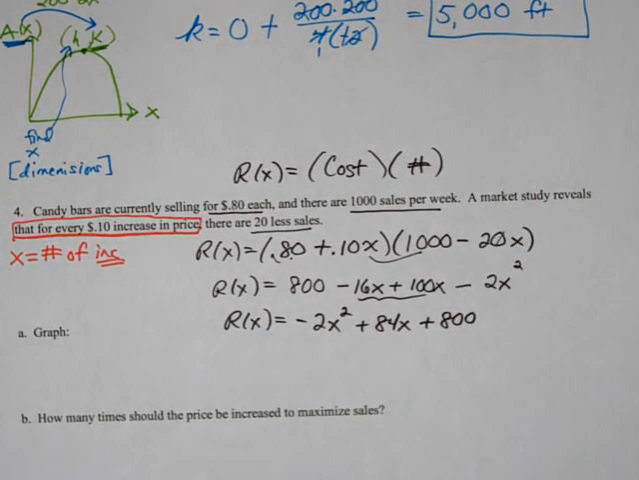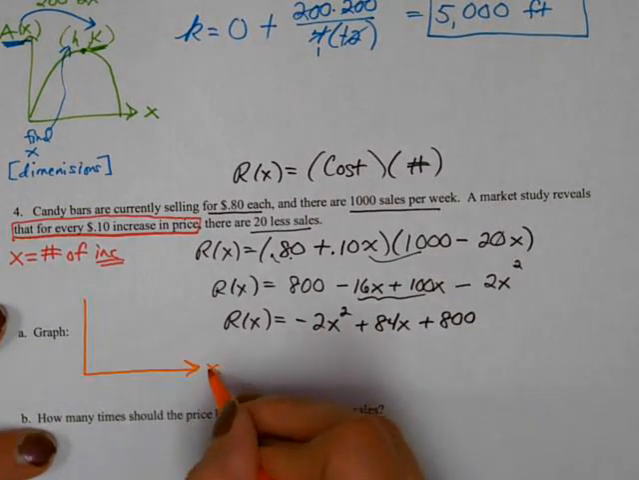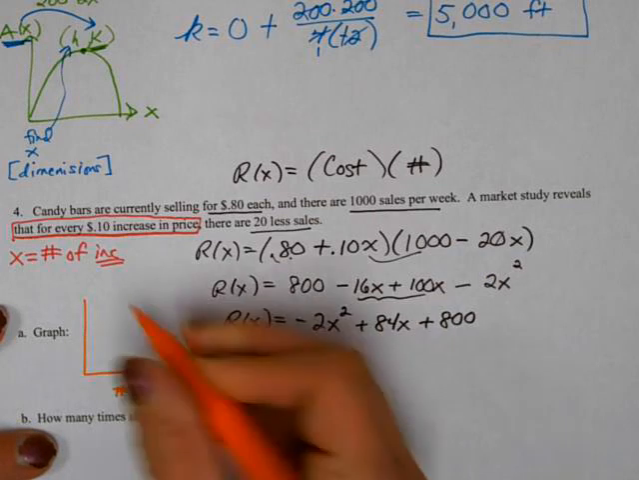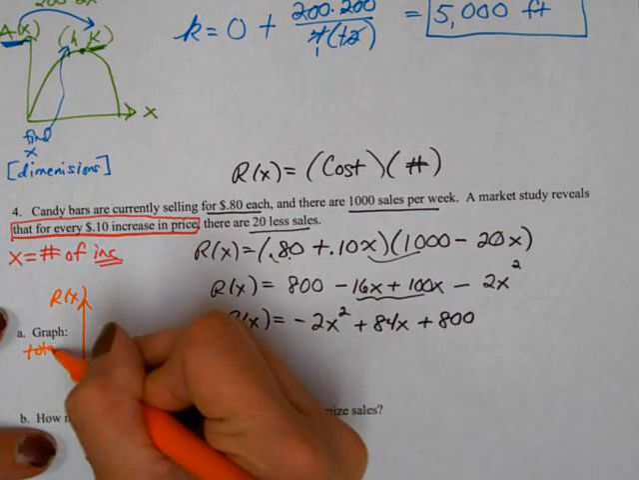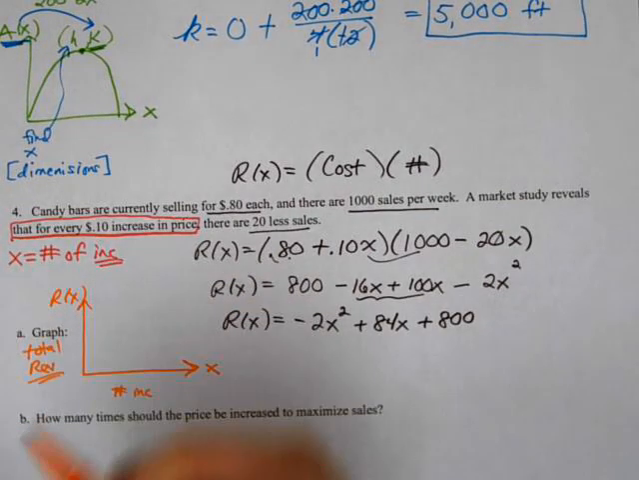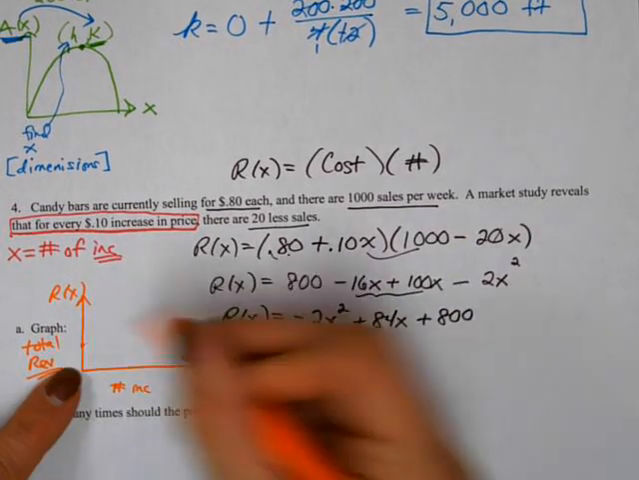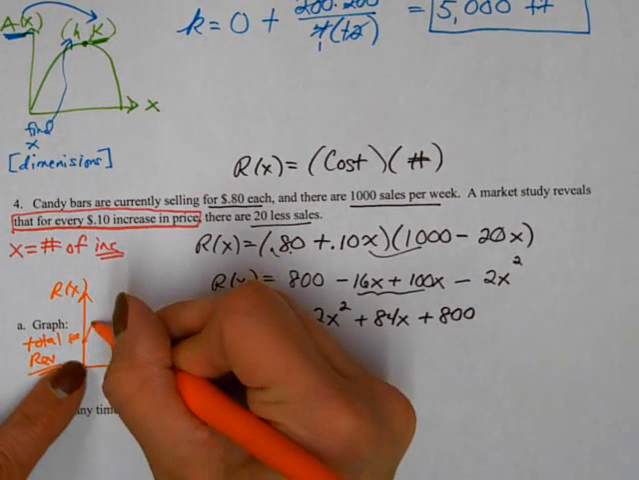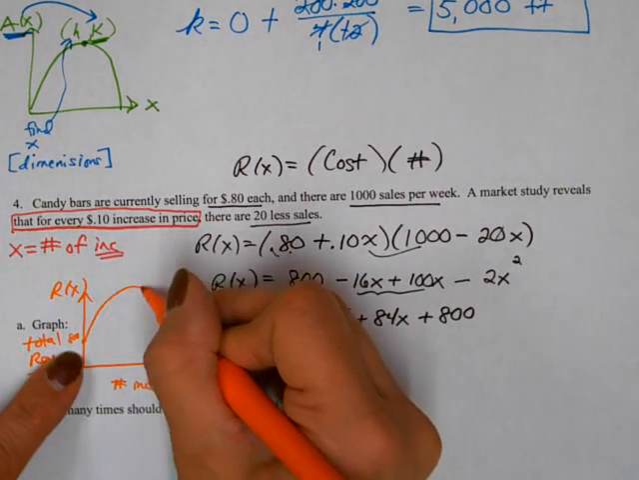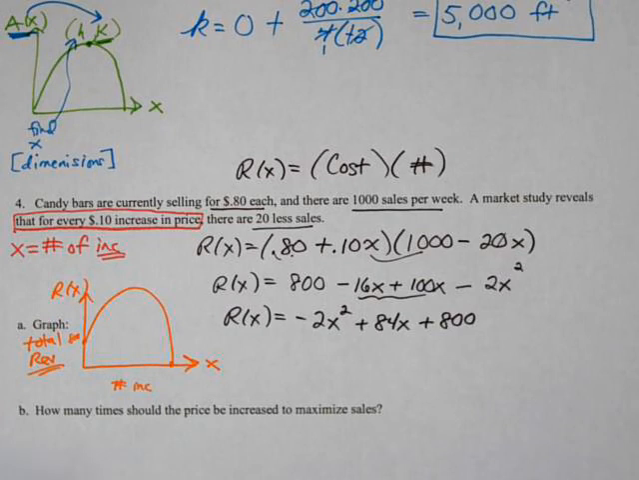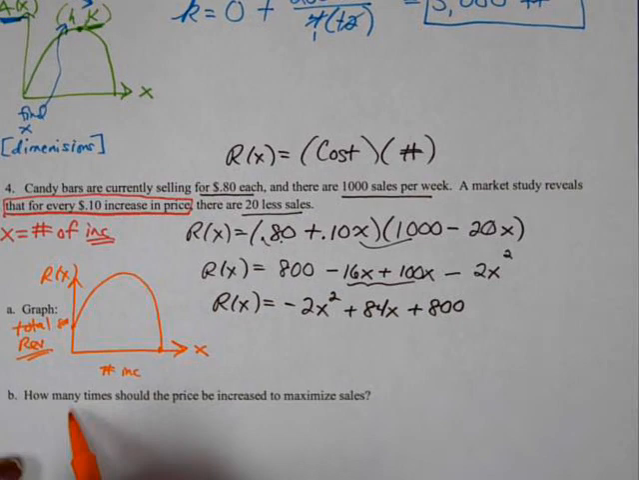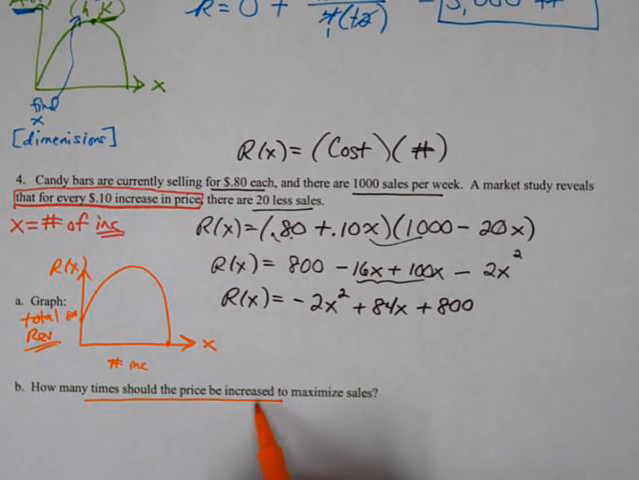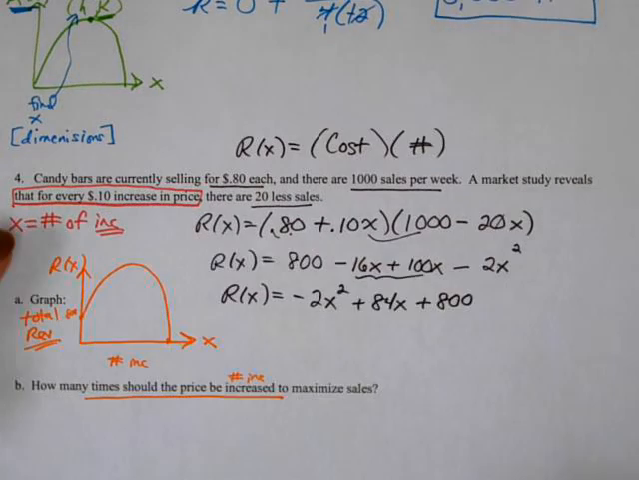So I've got my revenue equation. A graph for this kind of problem would be x, which we said was number of increases, and then you've got R of x, which is the total revenue for all the candy bars times all the cost. It starts at 800. Price is going to get better, the total money is going to get better, and then I charge way too much. I make no money. How many times should the price be increased? What's the number of increases? Well, that's X.